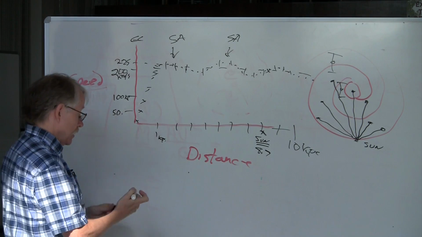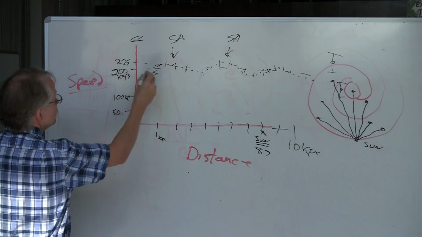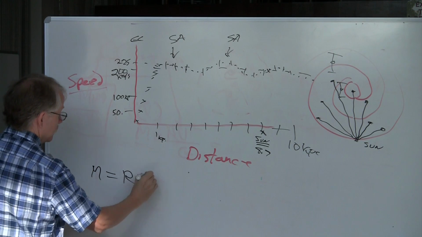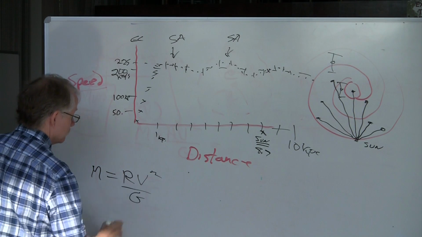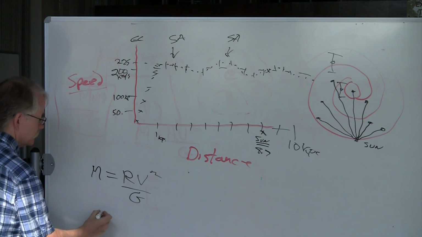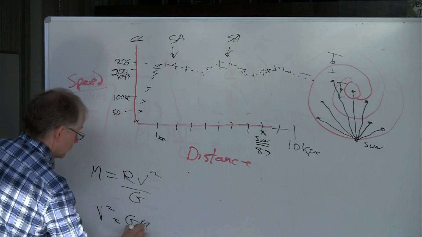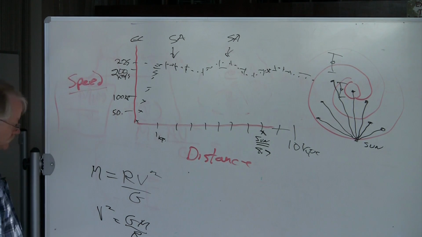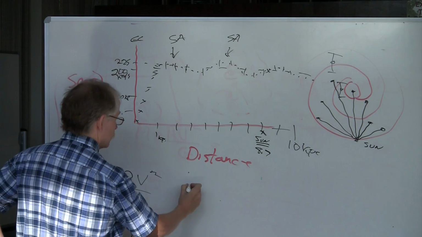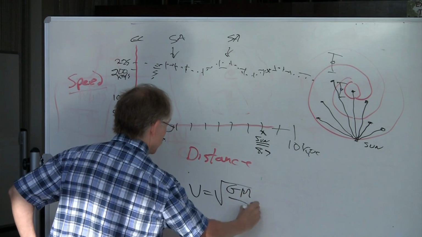Looks fine. If we take our little relationship here, M equals r v squared over G, and take a look at that, well, let's solve it for what v is. v squared is GM over r. Okay, looks fine. Let's take it one more step. v equals the square root of GM over r.